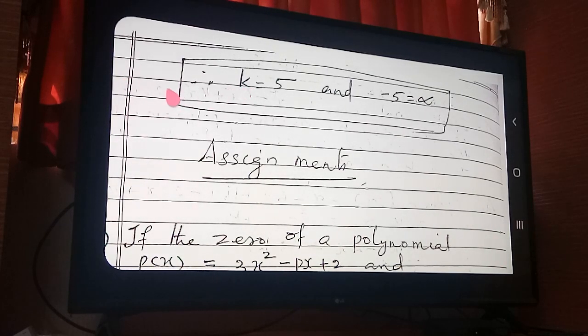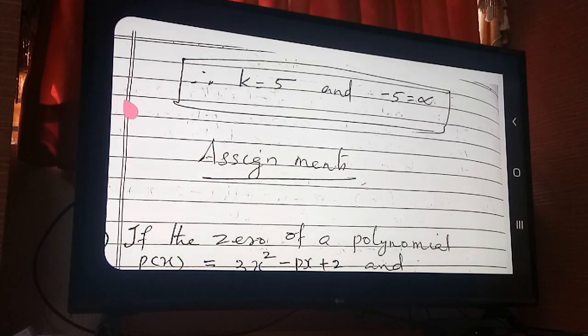In quadratic polynomial, how many zeros are there? 2 zeros, alpha and beta. So, what is alpha plus beta, the sum of the zeros? Minus b by a. That is minus coefficient of x divided by coefficient of x square. And what is the product of the zeros? Alpha beta is equal to c by a. C by a means constant term divided by coefficient of x square.